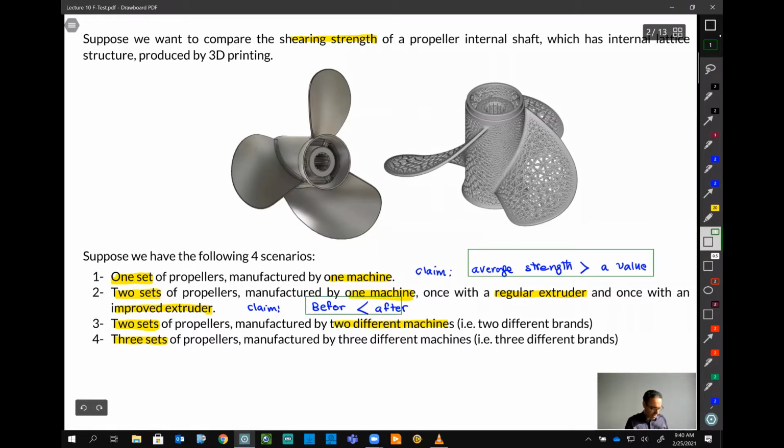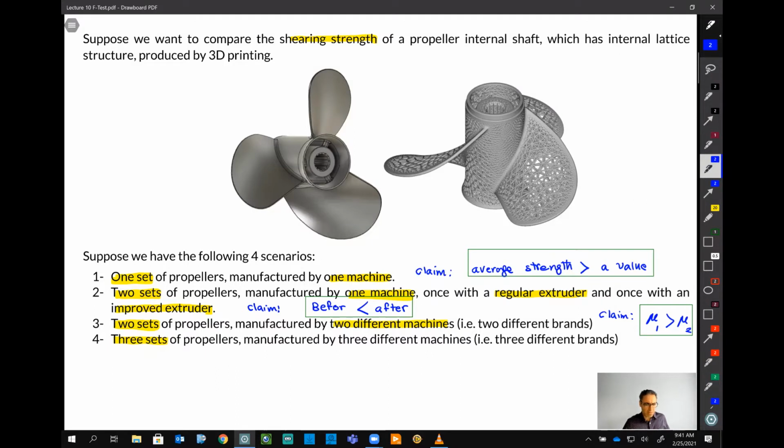What about the third scenario? The third scenario, we have 2 sets. We look at the average. So the claim can be that one brand is performing better. Let's say the average of one, let's show it by mu1, is bigger than mu2, like machine 1 is better than machine 2. It can be the claim. And here it is the average shearing strength of the propeller internal shaft.